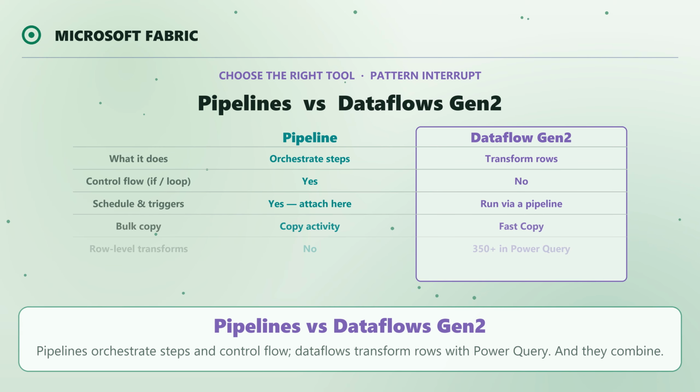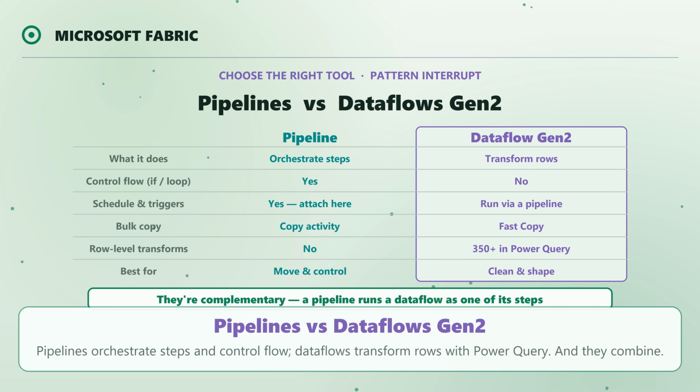Because pipelines and data flows look similar and both move data into Fabric, the first thing worth doing is making the choice crisp. This is worth pausing on. A pipeline orchestrates. Its job is control. It decides the order of steps. It handles branching and looping. It's what you attach a schedule or a trigger to, and it does bulk copy through the copy activity. What a pipeline does not do is transform data row by row.